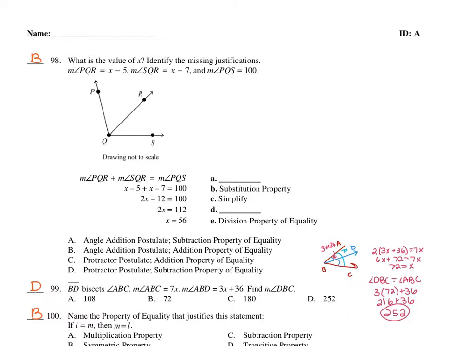Oh, no, sorry, they didn't even use the given. They're just using your diagram. So PQR plus SQR equals PQS. That's your angle addition postulate. And then they substituted in, they simplified, the addition property, adding 12 to the other side, and then dividing by 2, the division property.